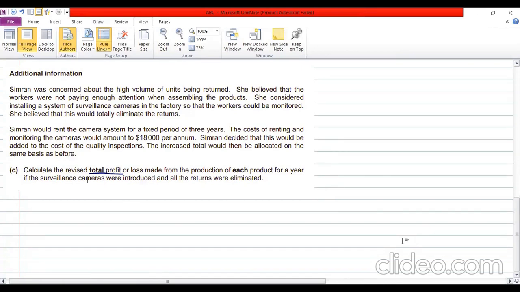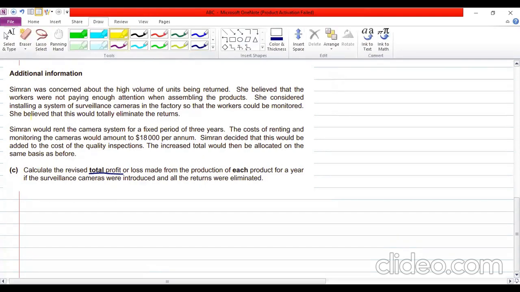She is concerned about the returns and she believes that workers are not paying enough attention in assembly. She is considering installing a camera system in the facility so she can monitor the workers so the product cannot be produced with errors. With that, she believes there will be no returns at all. Very nice. And she is going to rent out the camera system.